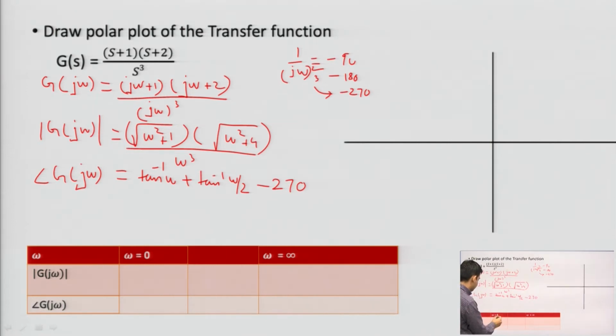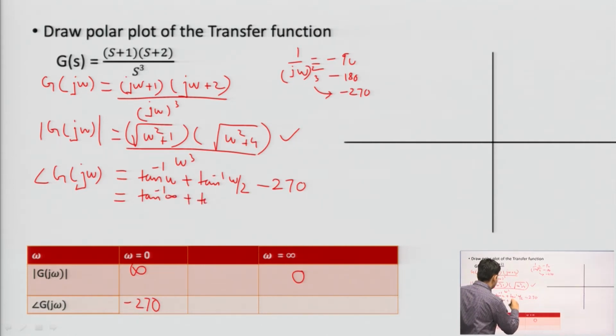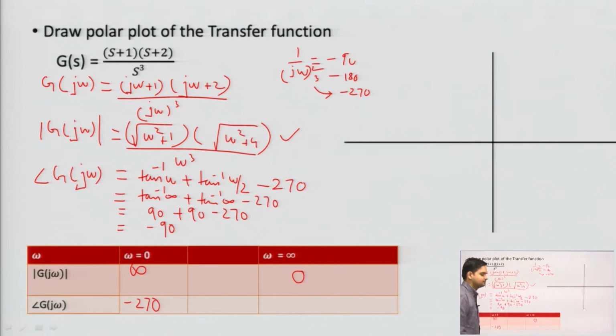Now, we have to evaluate omega equal to 0 and omega equal to infinity for both magnitude and phase. When I put omega equal to 0 in the magnitude, this becomes infinity. When I put omega equal to infinity, this becomes 0. In the same way for phase, when I put omega equal to 0, my phase would be minus 270. And when I put omega equal to infinity, this becomes tan inverse infinity plus tan inverse infinity, that is 90 plus 90 minus 270, and this gives me minus 90.